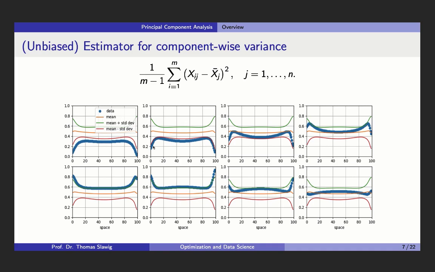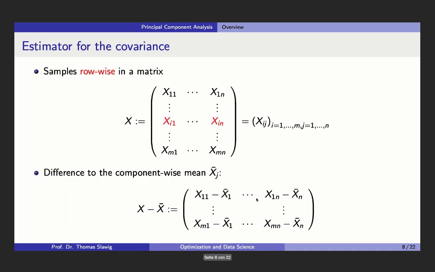So I have again the data points, and the orange one is the mean. Then I added and subtracted the standard deviation component-wise. The standard deviation is the square root of this term, and then I see the green and the red lines. You can see that some of these data points are very clearly inside this range and some are outside. So this is something that I can do if I have this kind of data matrix: I can apply these operations component-wise.